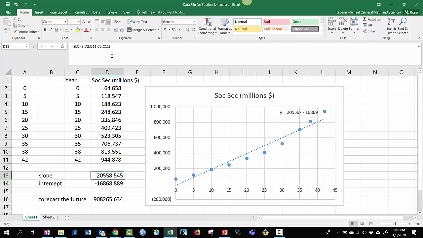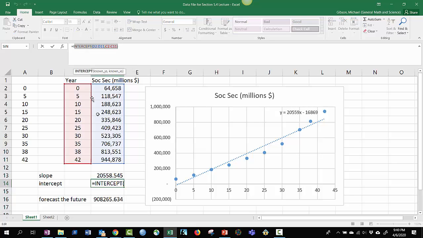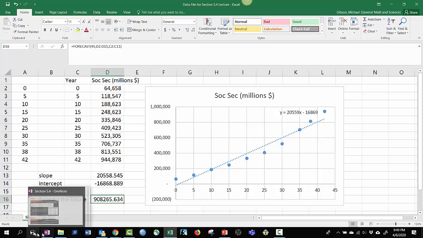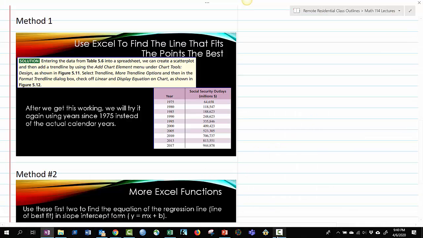Okay, so equals slope. If you look up here in the command line, equals slope, highlight the y's, then highlight the x's, gets you the slope. Equals intercept, highlight the y's, highlight the x's, gets you the y-intercept. Equals forecast, put in an x value, comma, highlight the y's, comma, highlight the x's, will tell you the y value that matches that x value. And this will work for pretty much any y value, any x value, right? It can be within the data, or it can be out in the future. It'll still do it for you. Okay. Now let's head back over to our chart here.